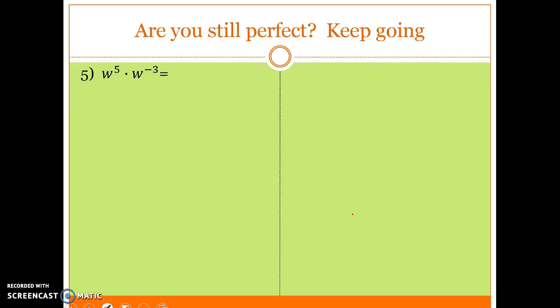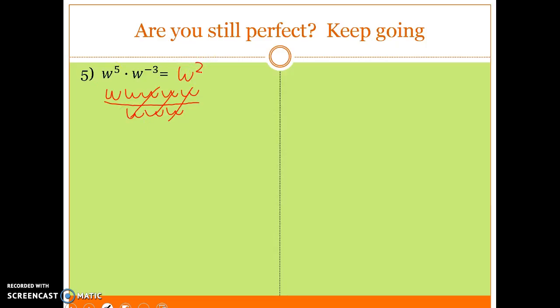So here we have a negative exponent. A couple ways I can think about this. The w to the 5th means I have 5 w's on top. W to the negative 3rd is the same thing as w to the 3rd on the bottom. Well, that's 3 w's on the bottom. Those cancel, and it's w to the 2nd.